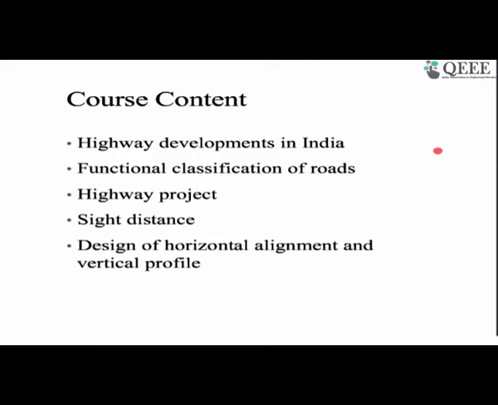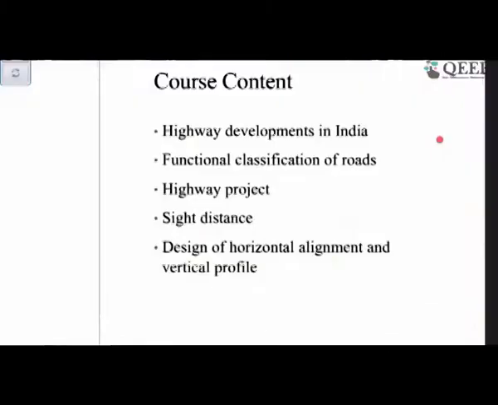Then comes the highway project. What is the highway project? How does it evolve from planning to design, and how do we make it ready for construction? We'll be briefly discussing that. Once we discuss all these things, we'll get into more about the design aspect. The primary stage of the design aspect is sight distance in a highway project. What is sight distance and how is it being used, I'll be discussing that. So these are the primary things which I'm going to discuss today.